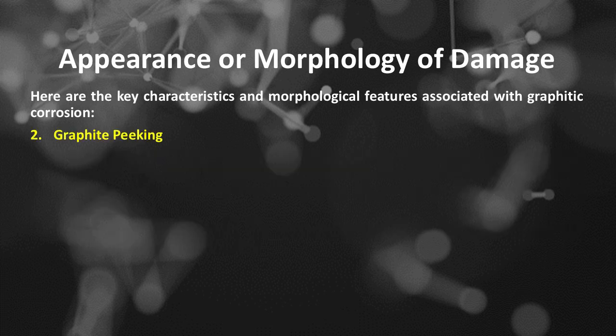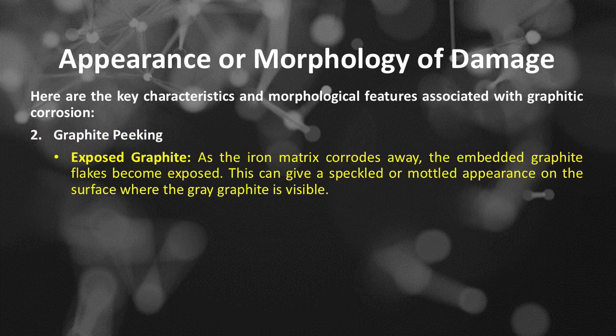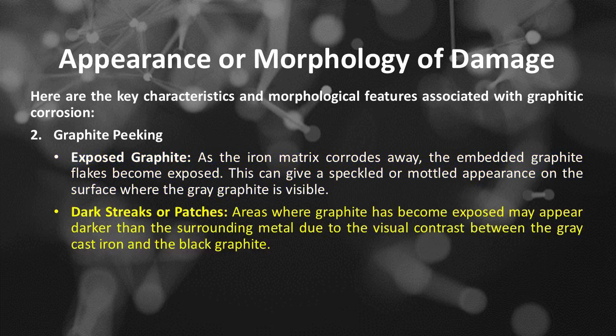Number 2 is graphite peaking. Exposed graphite. As the iron matrix corrodes away, the embedded graphite flakes become exposed. This can give a speckled or mottled appearance on the surface where the gray graphite is visible. Dark streaks or patches. Areas where graphite has become exposed may appear darker than the surrounding metal due to the visual contrast between the gray cast iron and the black graphite.